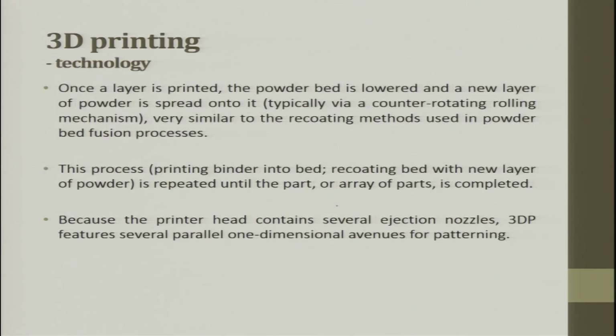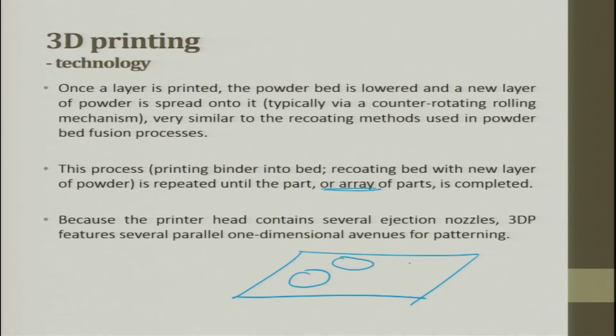Till now I did not talk about this array of parts. So in a single bed you can make multiple parts growing simultaneously. So this is where we are now talking about rapid prototyping to rapid manufacturing. So you have optimized the space and you have placed the part to be printed in such a manner that you can get 4 or 6 or 10 in one shot.